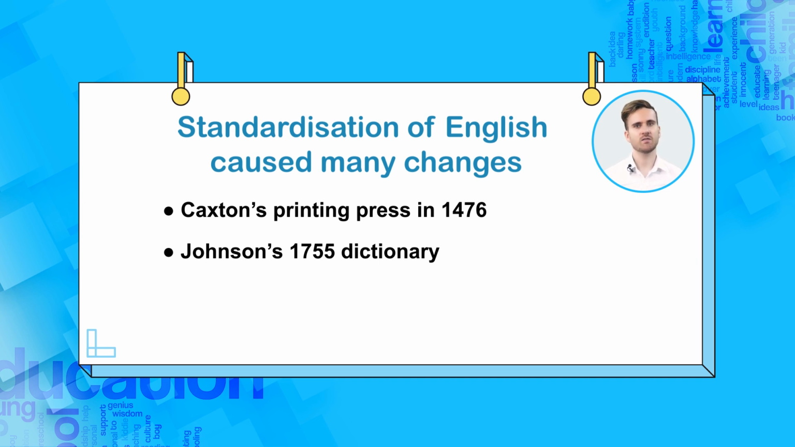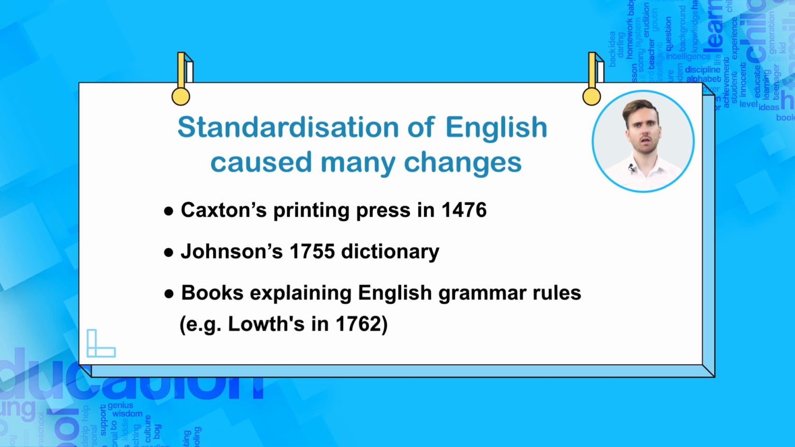Secondly, the 1700s saw the beginning of the standardization of English grammar. Several linguists published books explaining English grammar rules, the most famous being Lowth's in 1762. As a result, late modern English grammar is much more fixed than in previous periods.